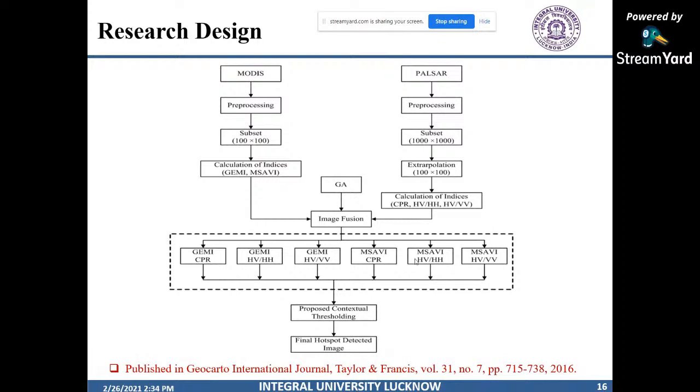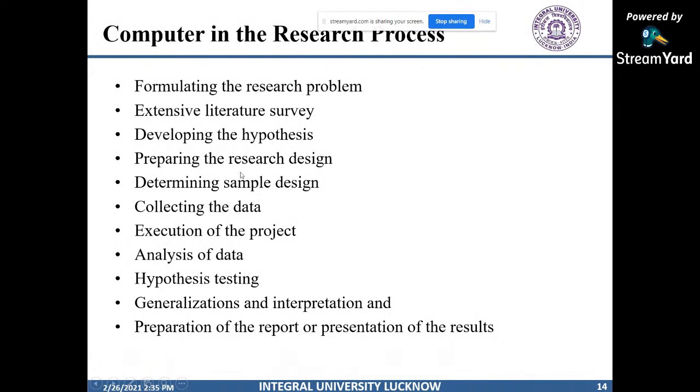You can make a flowchart, or we can say a framework, that these will be your data. You will be doing some pre-processing on that data, then you will do this, then you will do this, and finally you will get this. So you can prepare your research design that will clearly represent your idea, how you are going to conduct your research.